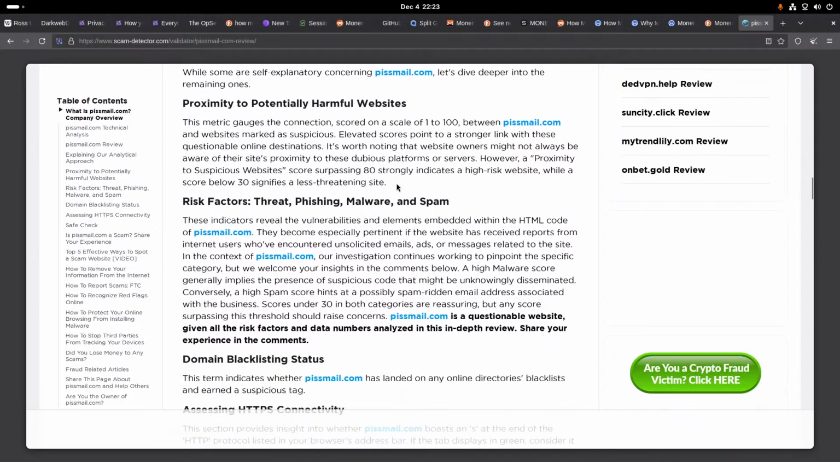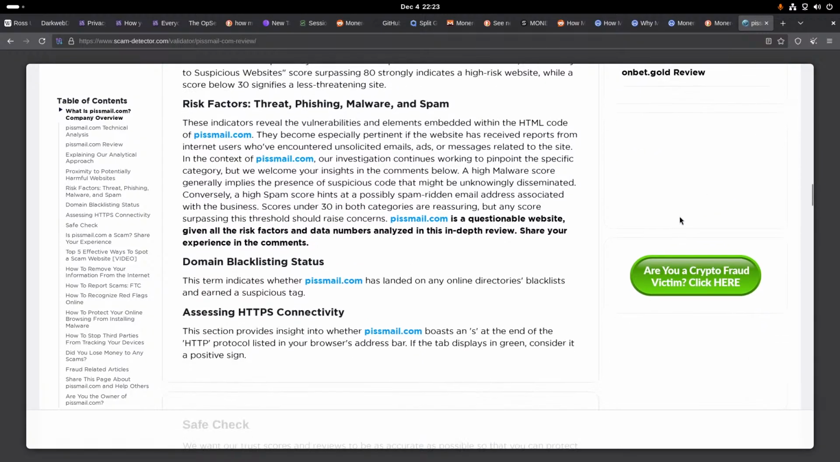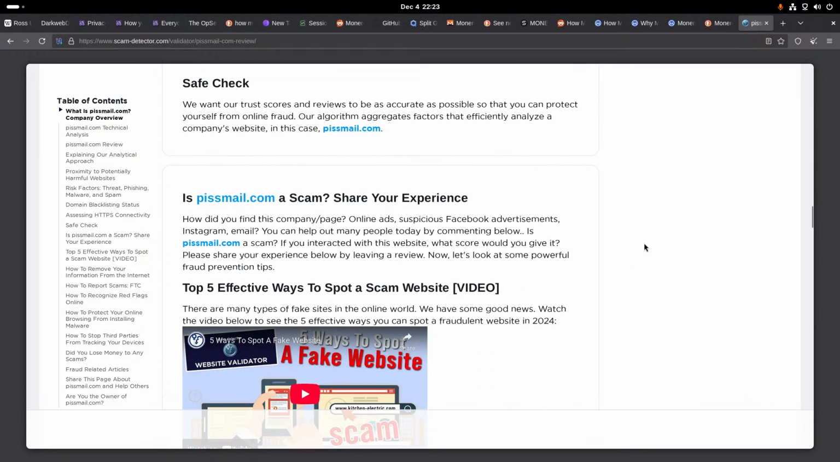Risk factor: threat, phishing, malware and spam. These indicators reveal vulnerabilities and elements embedded within the HTML code of pissmail.com. They become especially pertinent if the website has received reports from internet users who have encountered unsolicited emails, ads, or messages related to the site. Our investigation continues to pinpoint the specific category. We welcome your insight, comments below. If there is an HTML web developer that wants to look at pissmail.com and look for malware, is Pissmail a scam?